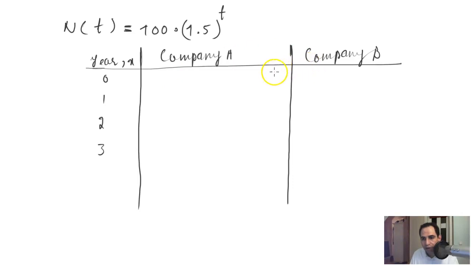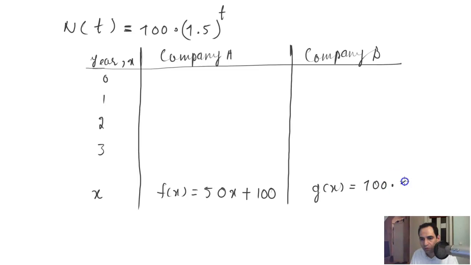So we calculated that company A was f of x is equal to 50x plus 100. Company B was, let's say, g of x, call it. G of x is equal to 100 times 1.5 raised to the power x. And basically you can fill out these columns here if you want to.